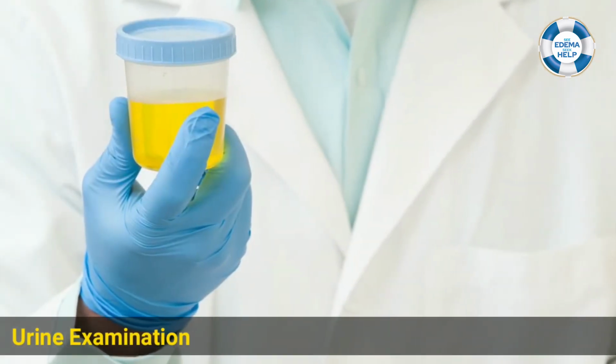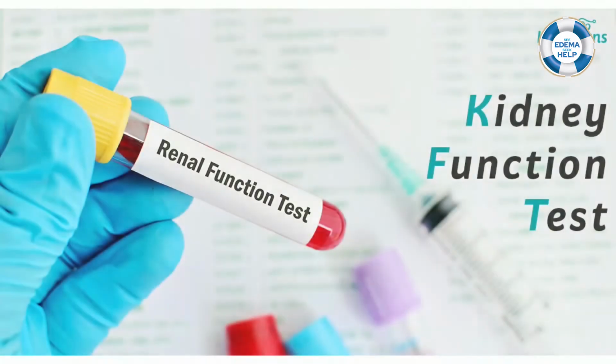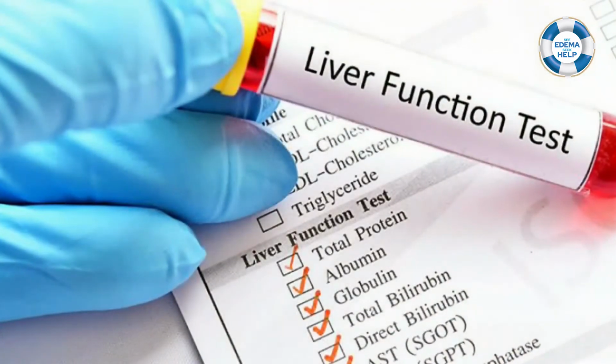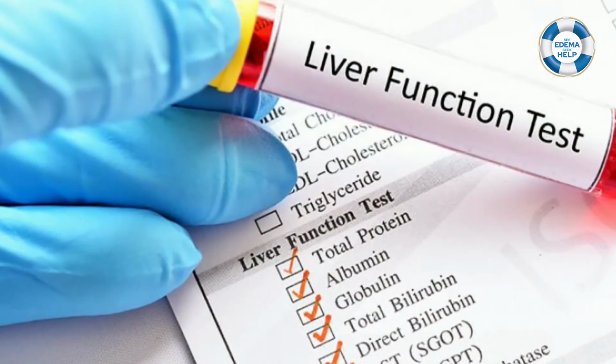So routine examination, including a urine examination to look for any protein loss in urine, kidney function tests, especially creatinine with GFR and electrolytes, and liver function tests to look for any liver function abnormalities or any hypoproteinemia, and then ECG and 2D echo to look for any cardiac status, and ultrasound abdomen to look for any ascites. So these are the causes of generalized bilateral pitting edema.